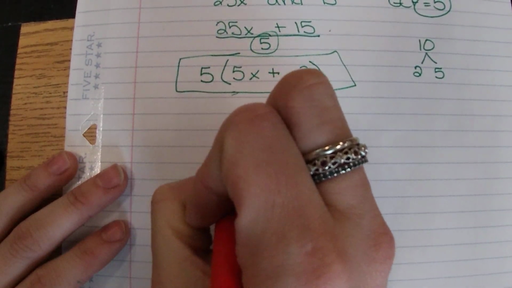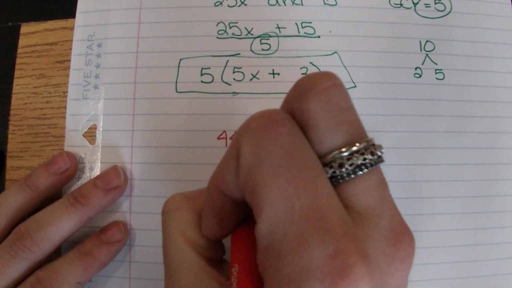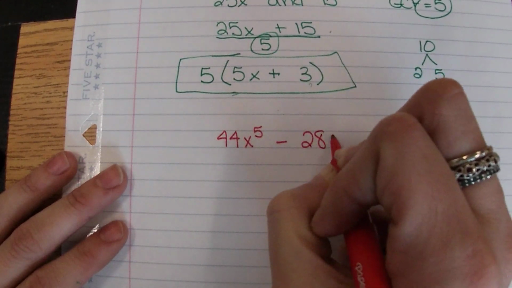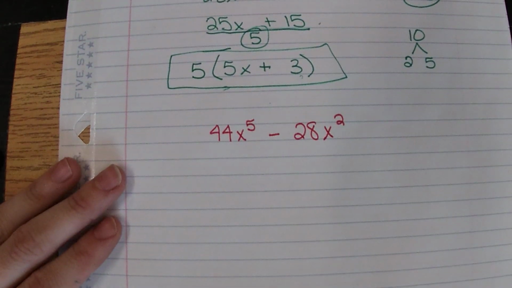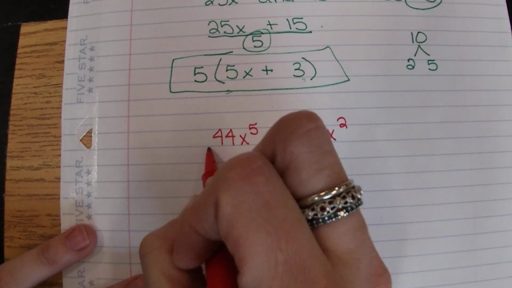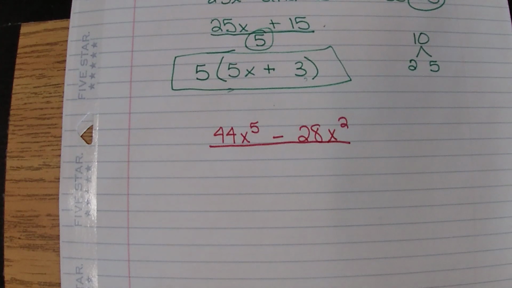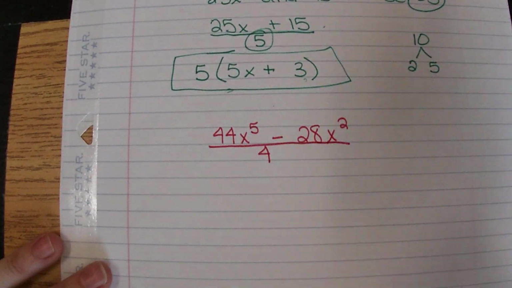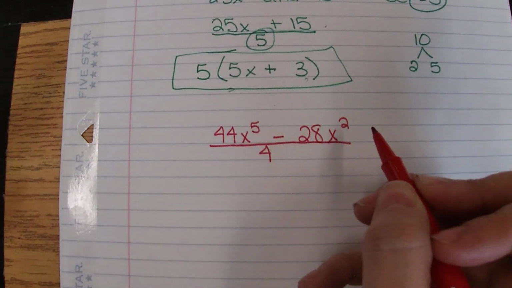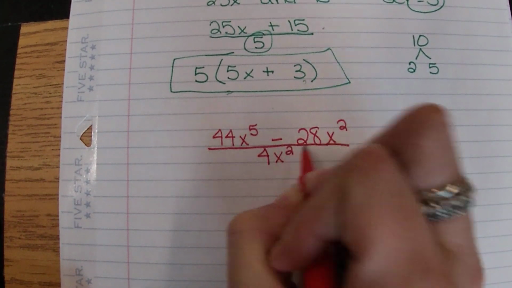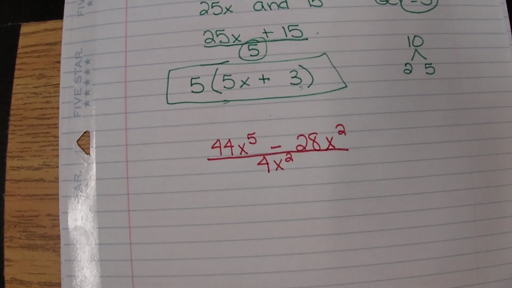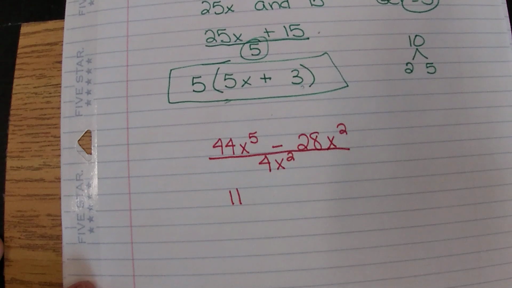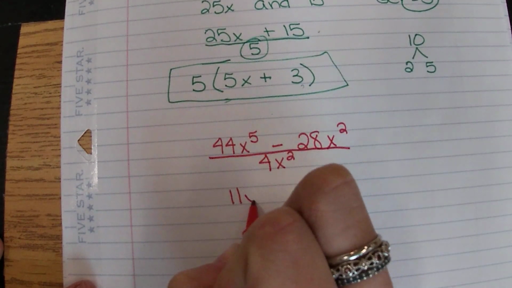Maybe we have 44x to the 5th minus 28x squared. So again, just like yesterday, we'd ask ourselves, what goes into 44 that will also go into 28? Well, I could try 4. Do they both have the variable? Yes. So I'm going to pick the smaller exponent. And then I'm going to divide that out. So 44 divided by 4 is 11. 5 minus 2 is 3.